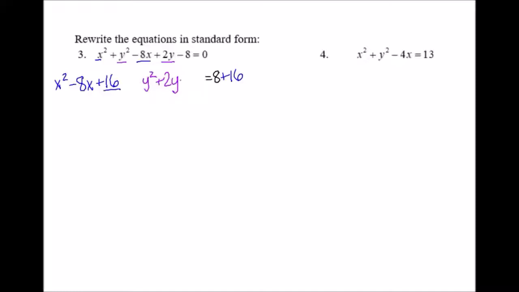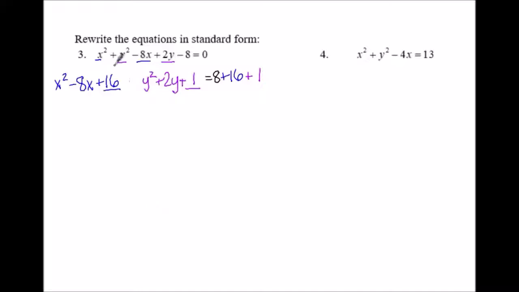Now I'm going to do the same thing with the y terms. I'm going to take b, which in this case is 2, divide that by 2 and square it. Dividing by 2 would give me 1, squared is 1. And I'm going to add 1 to both sides.